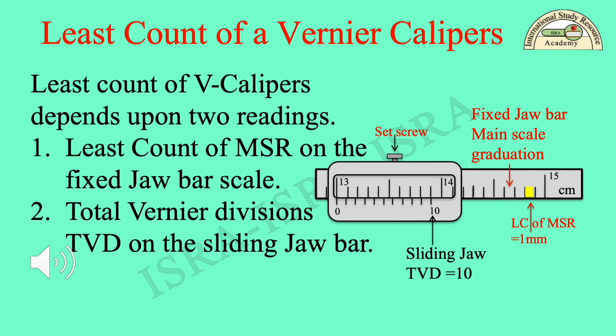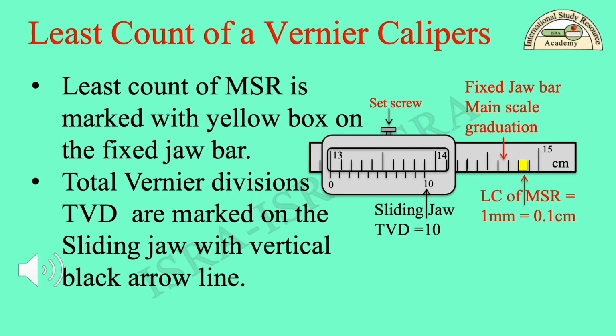Least count of vernier caliper. Least count of vernier calipers depends upon two readings. First one is the least count of MSR on the fixed jaw bar scale. Second one is the total vernier divisions TVD on the sliding jaw bar. Least count of MSR on VC is marked with yellow box on the fixed jaw bar. Total vernier divisions TVD are marked on the sliding jaw with vertical black arrow line.